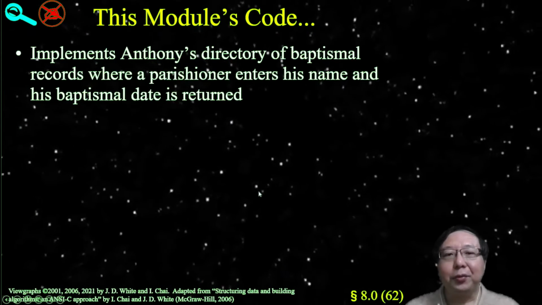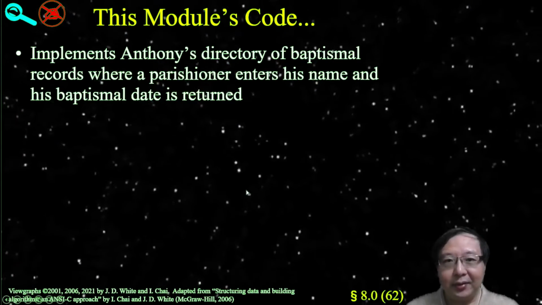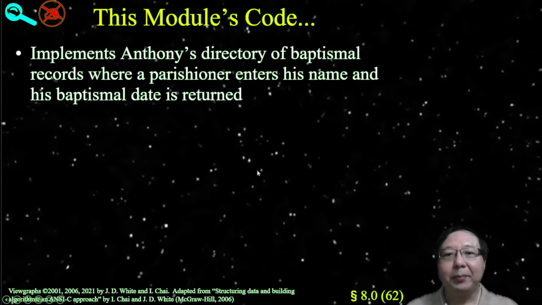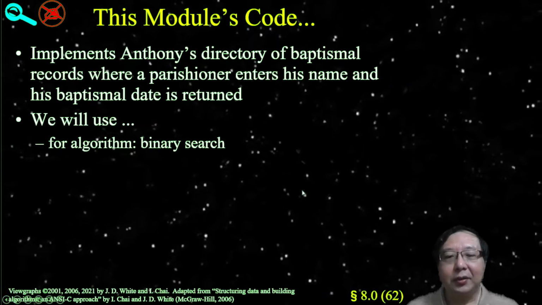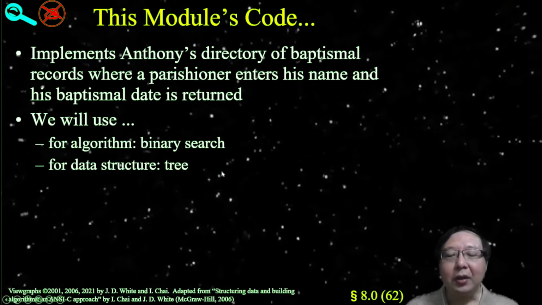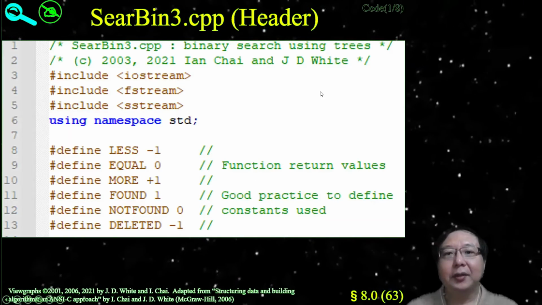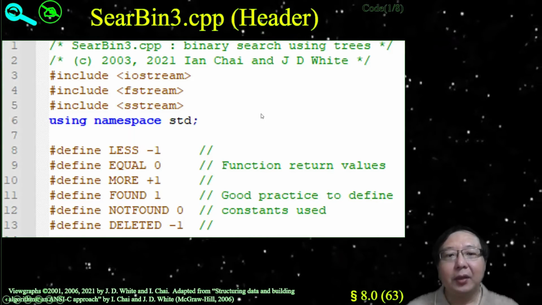So this module's code will implement the Anthony's directory of baptismal records, where a parishioner enters his name and his baptismal date is returned. We will use the binary search algorithm, and the data structure we're going to use is a tree. So let's look at the code here.